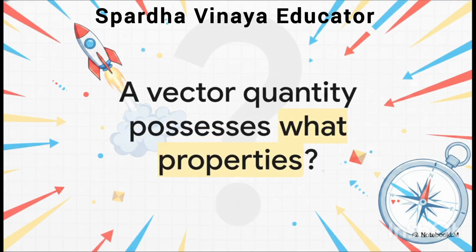Question 4. Force is a vector quantity, or sadesha parimana. This means it inherently possesses what? A. Only magnitude. B. Only direction. C. Both magnitude and direction. Or D. Neither. The answer is C. Vectors must always have both a measurable amount and a specific direction.